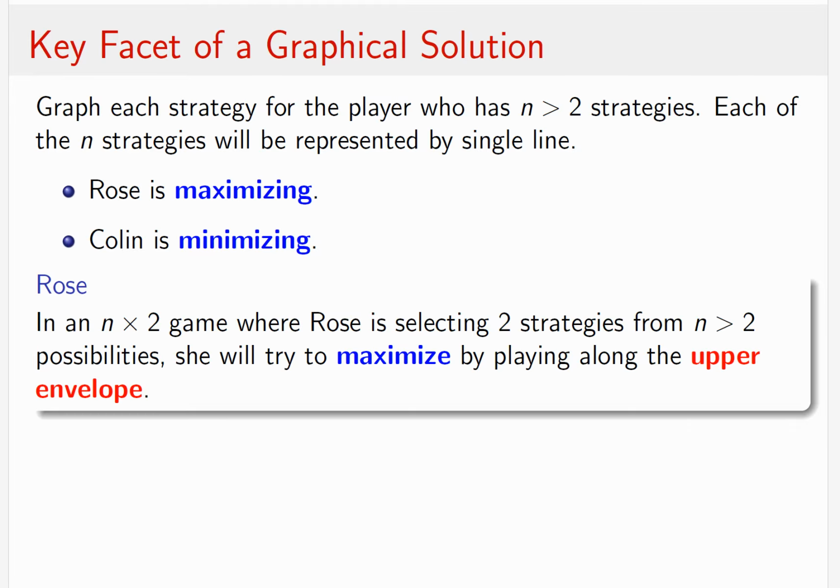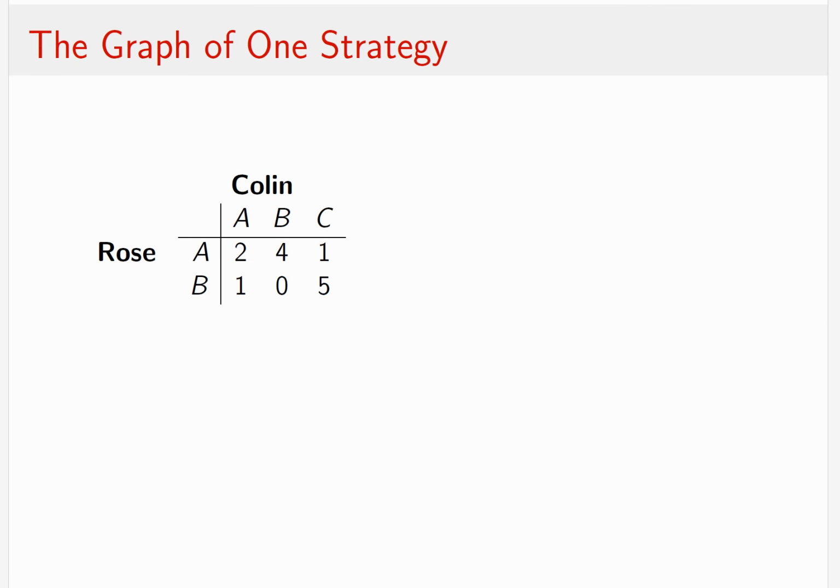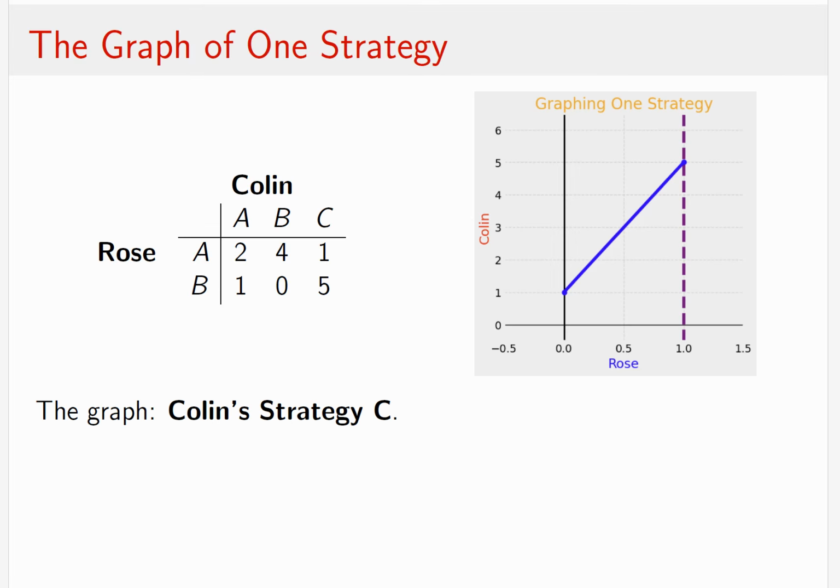All right, so now in an nx2 game where Rose is selecting, wait, that's a 2xn. No, that's an nx2. She will try to maximize by playing along the upper envelope in a 2xn. Colin is selecting more than two strategies, and he'll try to play along the lower envelope. Excellent. All right, so how do we graph one strategy?